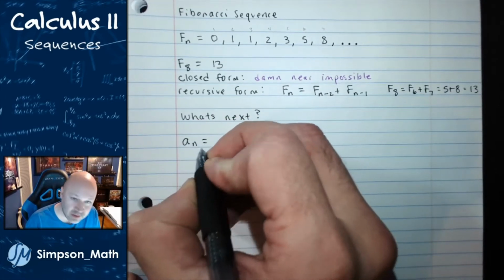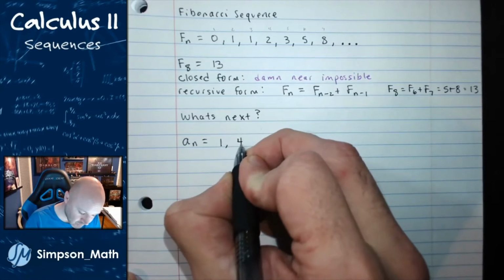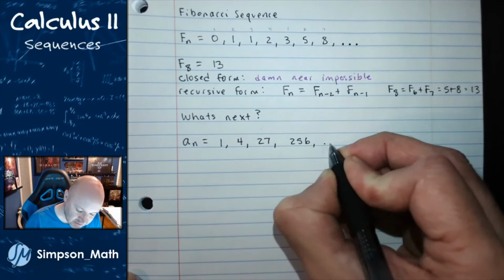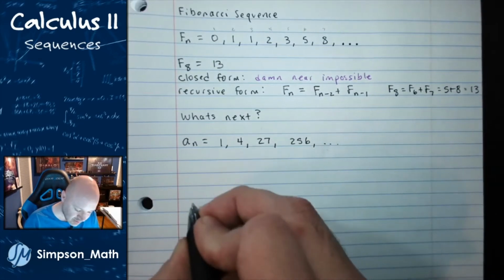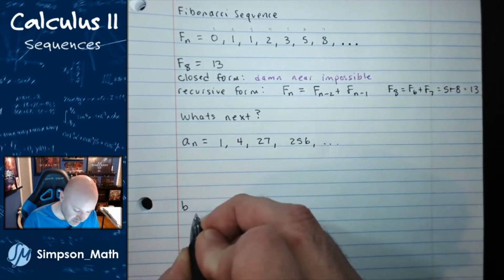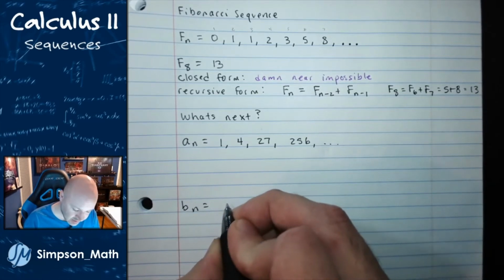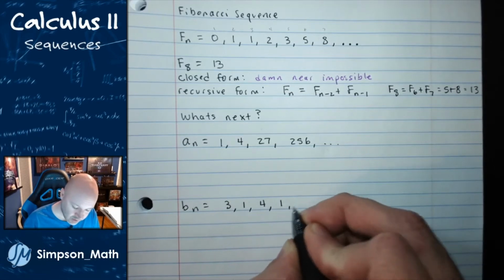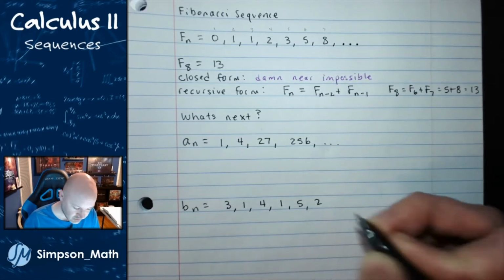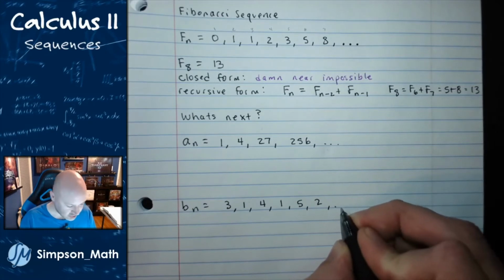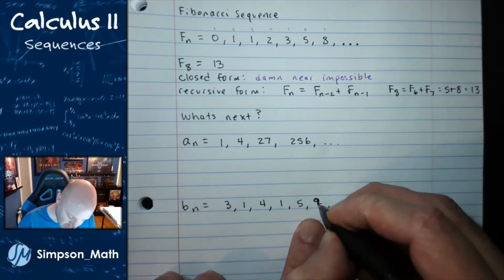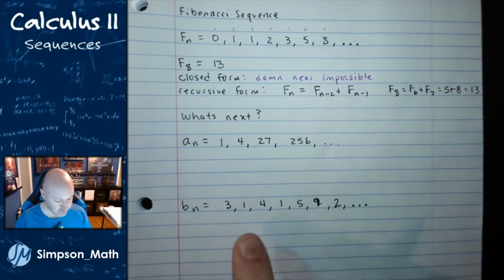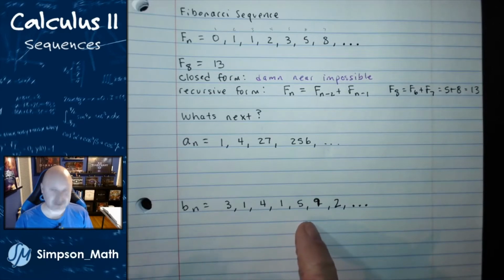A sub n is 1, 4, 27, 256, and so on. Let's get about 4 lines or so. I have another sequence B, and it is 3, 1, 4, 1, 5, 9, 2. Let me double check that. Yeah, okay.